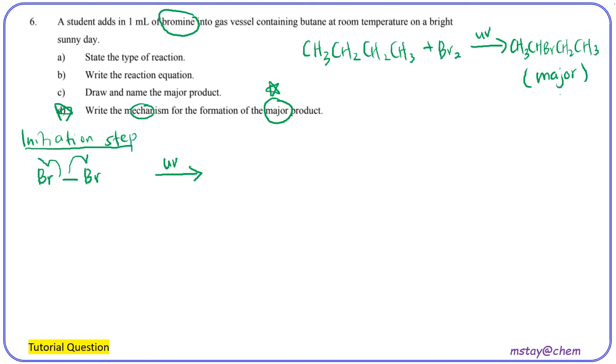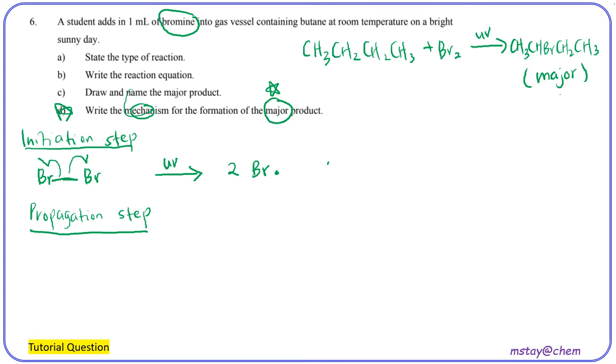So again, make sure the arrow comes out from the bond, so then we will have 2 free radicals of bromine. So with this, we settle the initiation step. After we have the free radicals, then we can go to the propagation step. At this propagation step, the free radicals will attack the butane.